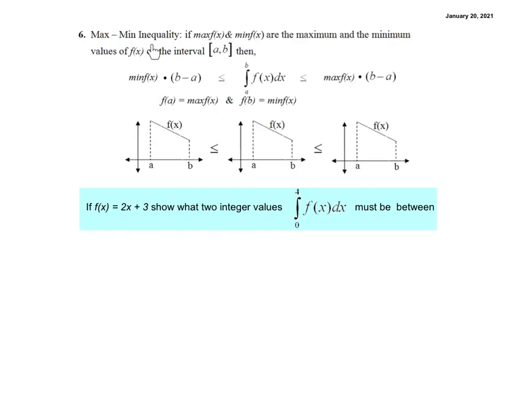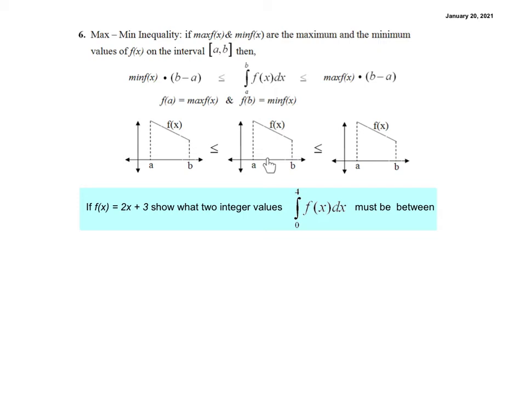Next, we have the max-min inequality rule. So max f(x) and min f(x) stand for the maximum and minimum values of the function f of x on some interval a to b. So if we know that, then the integral from a to b of f of x dx has to be greater than or equal to whatever the minimum value of the function is times b minus a, and it has to be less than or equal to the maximum value of the function times b minus a.